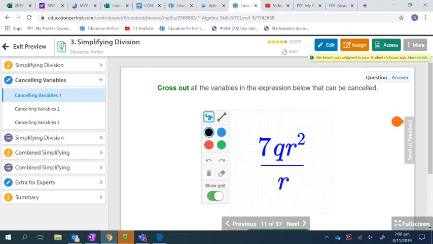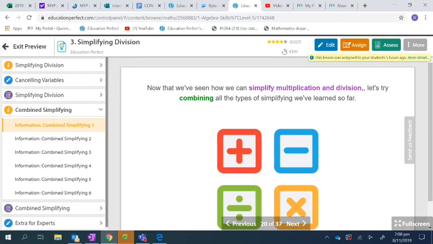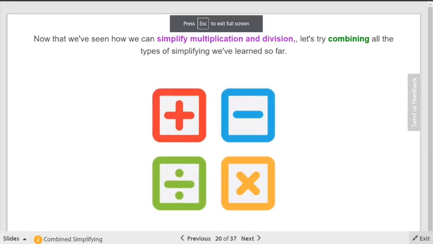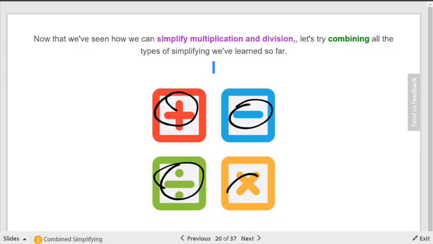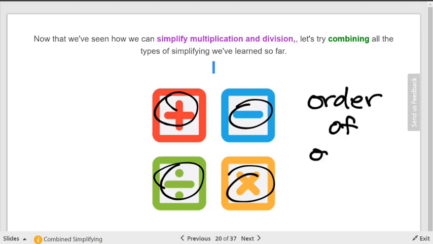Now, but before we move on, before we just say we're done, though, I want to look at this section where they're going to start combining everything that we've done. Right? Now remember, if you have addition, subtraction, multiplication, and division, you have to use the order of what? Operations. You betcha. The order of operations.